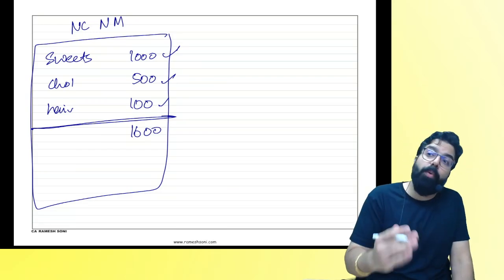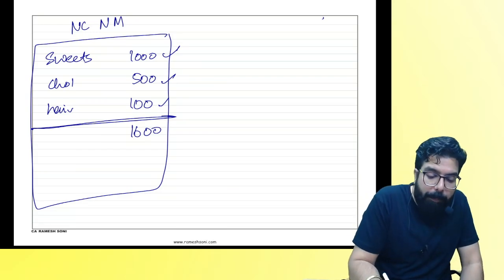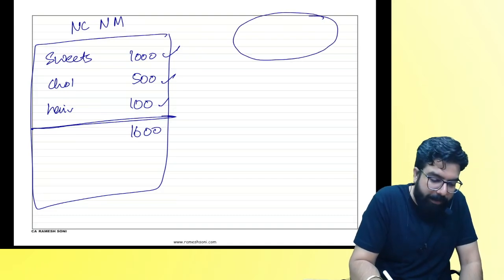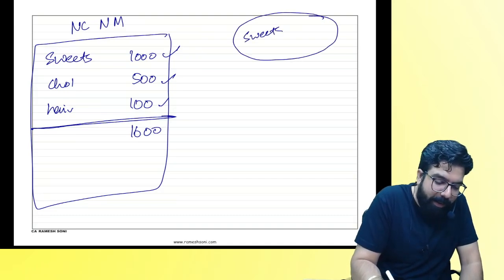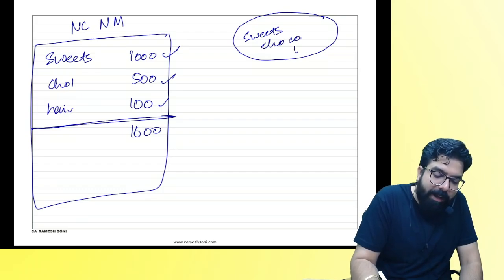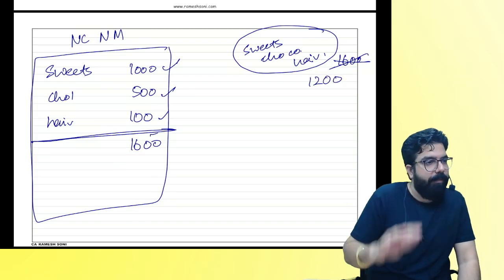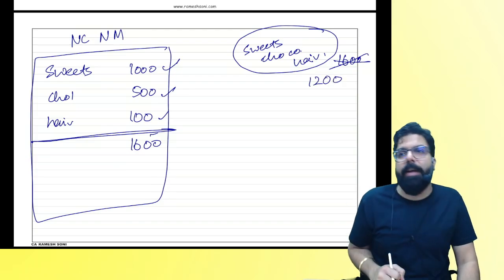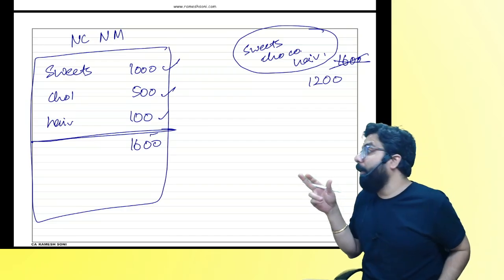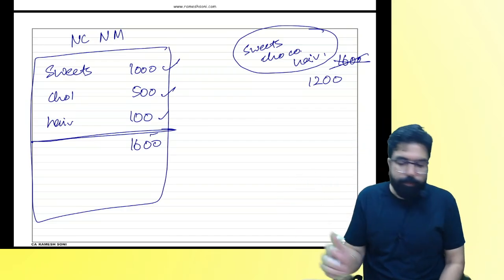Now, you went to one shop. The shopkeeper had kept all these three things together. He told you, buy sweets plus chocolate plus hair oil combo. Instead of 1,600, he has cut it, and he has put what, everyone? You just have to pay 1,200. Now what is it, everyone? Mixed. Is my point 100% clear to all?